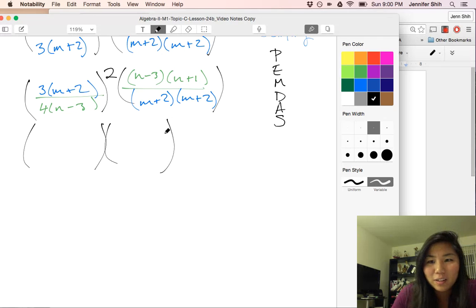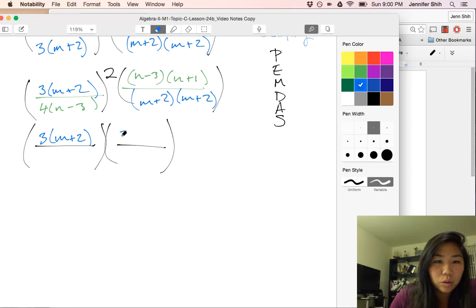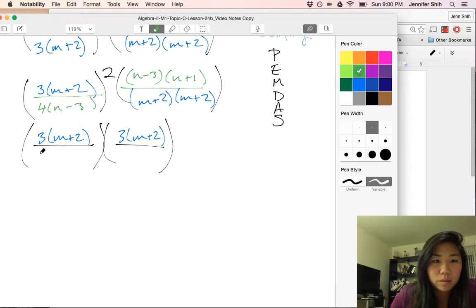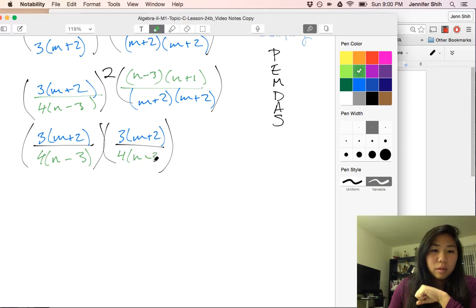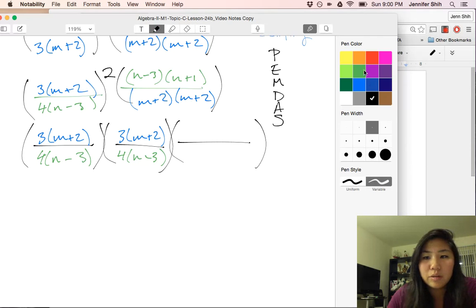So let's do that for kicks, let me draw in some bars here. 3 over n plus 2, 3 over n plus 2. This is using your prior knowledge. You know that something squared is just the same thing twice. Okay. So now we took care of that too, and we're going to copy down the rest of this factor over here.